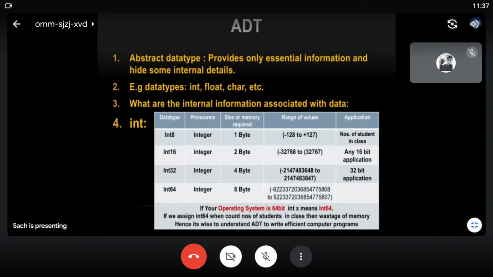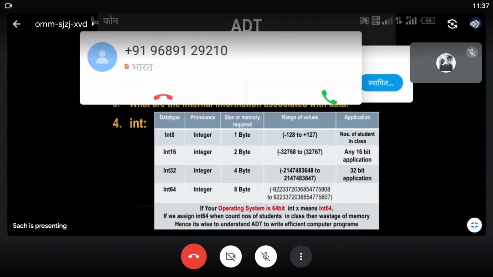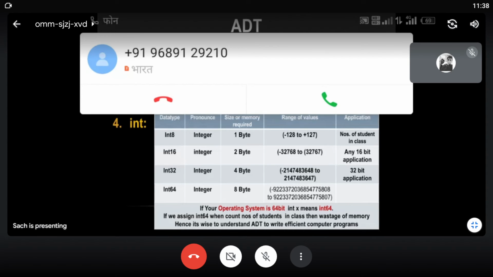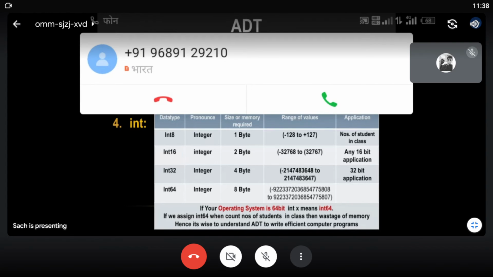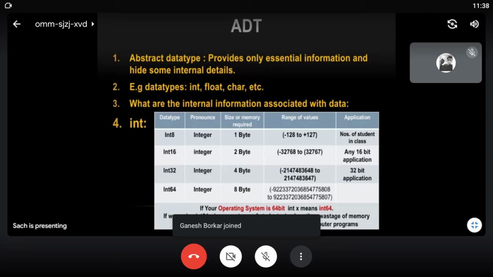Okay. So the main topic which is asked in every university paper, 90 times, 900 times you can say, is ADT, that is abstract data type. So what is this abstract data type? It is hiding essential information and providing some internal details. For example, we have some data types, that is integer, float, character, and so on.